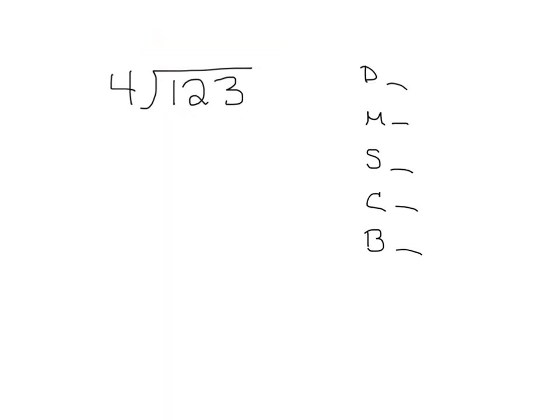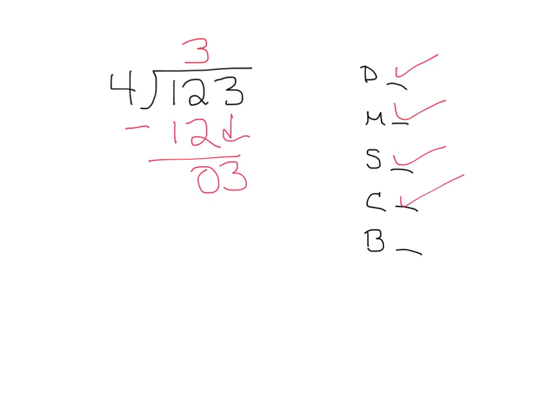And here's our last one. 123 divided by 4. I'm going to divide. 4 divides into 12 3 times. Now I multiply. 3 times 4 is 12. And I subtract. 12 minus 12 is 0. And 0 is smaller than 4. And now I bring down. And after you bring down, always divide, because I still don't have a digit up here.